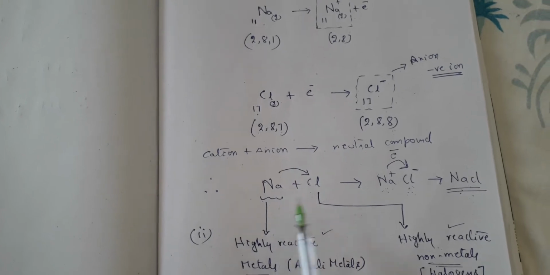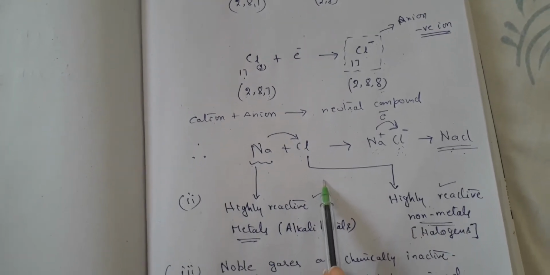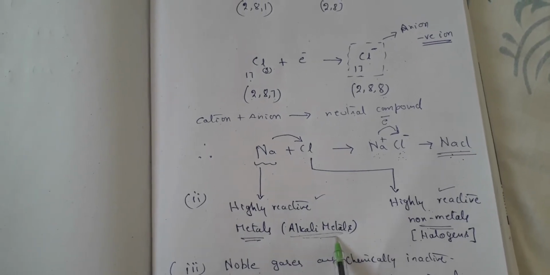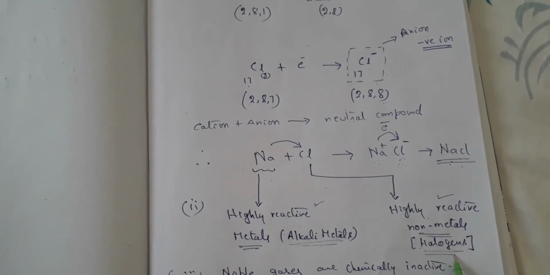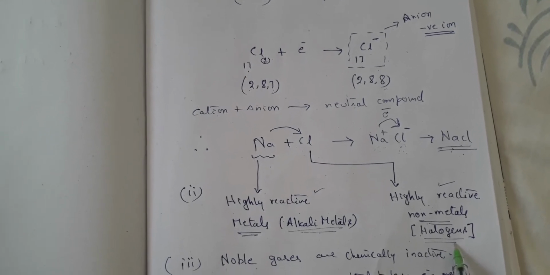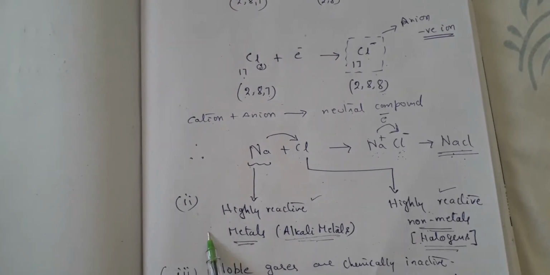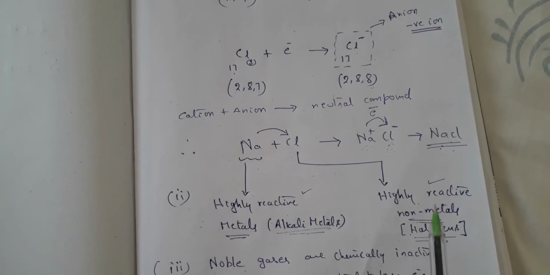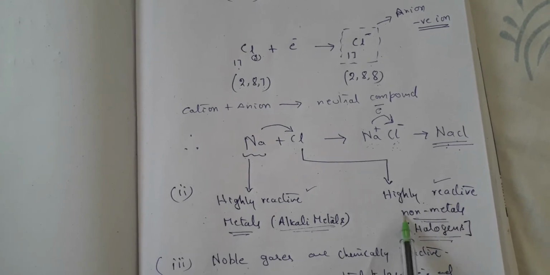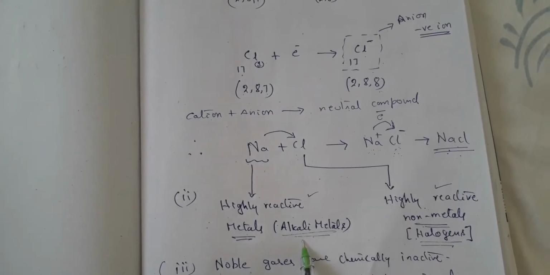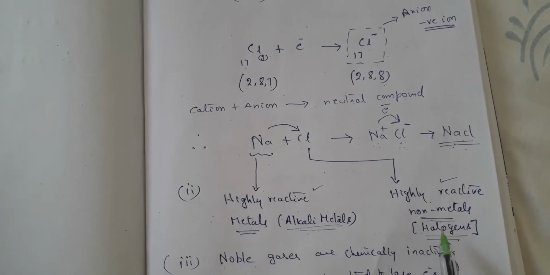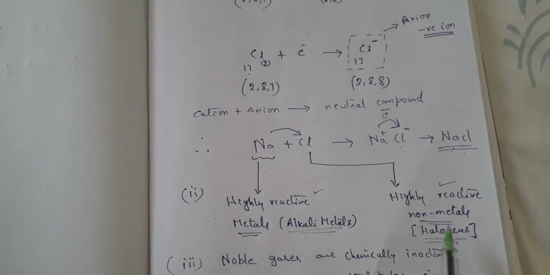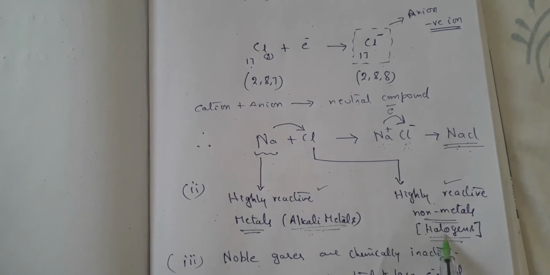Here Na is a donor and Cl is an acceptor. So sodium is donating. These are the alkali metals, and chlorine is from the halogens. So the second point is that the ionic bond is formed between highly reactive metals and highly reactive non-metals, where metals are ready to give out electrons and non-metals are ready to receive electrons. So one should be a donor and the other should be an acceptor.